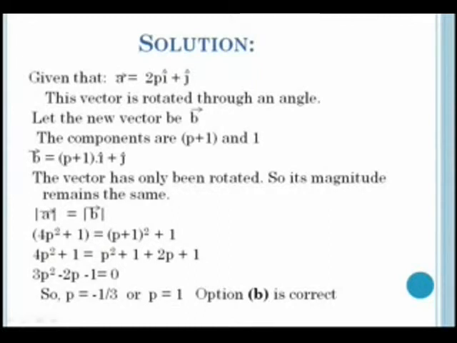This gets further transformed to 4p square plus 1 equal to, we expand this to get, p square plus 1 plus 2p plus 1. Thus the final quadratic equation which we get is 3p square minus 2p minus 1 equal to 0, and the roots of this equation are p equal to minus 1 by 3 or p equal to 1. Thus the values which p can take are minus 1 by 3 or 1. So option B is correct.